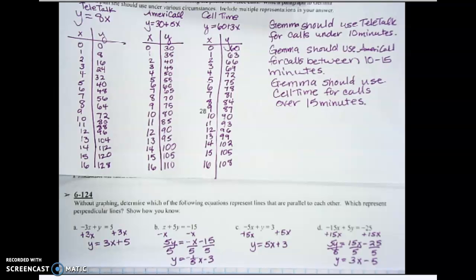Anybody notice anything about any of these lines? Do any of them have anything in common? They're all in y equals? Yes, they're all in slope-intercept form. So you should be able to figure out what their slopes are. Anybody notice anything about the slopes?